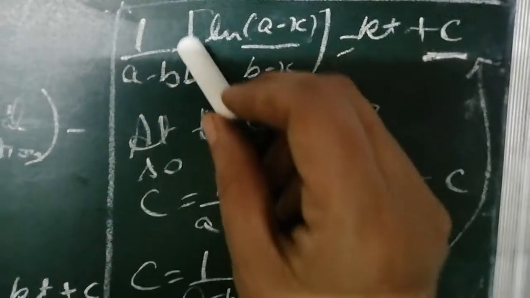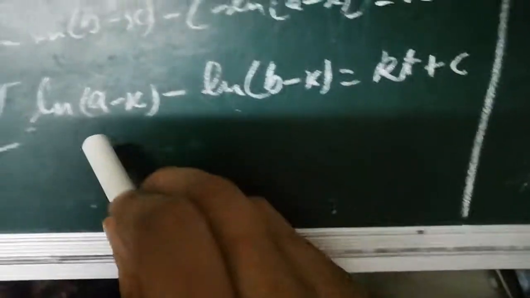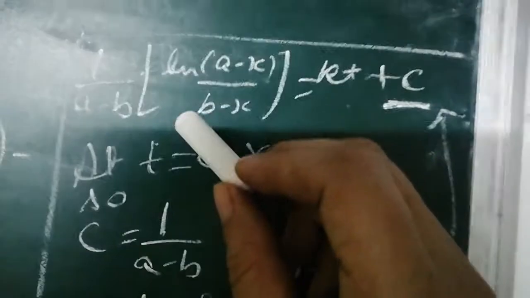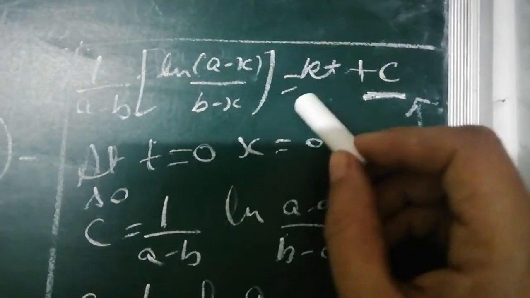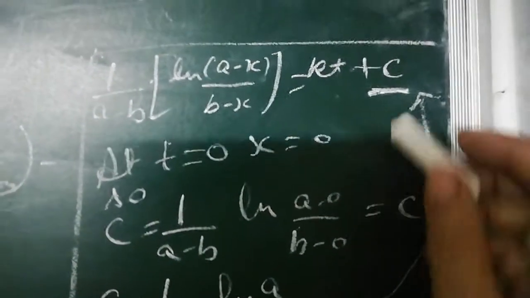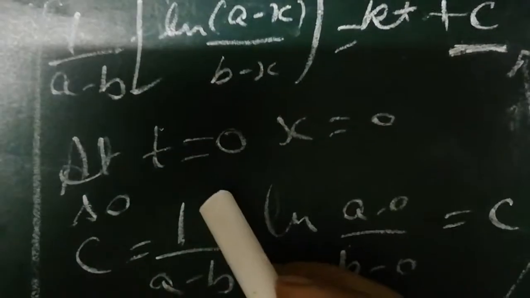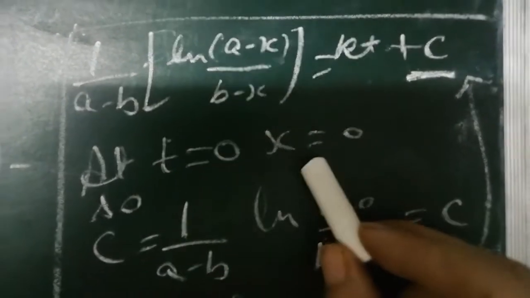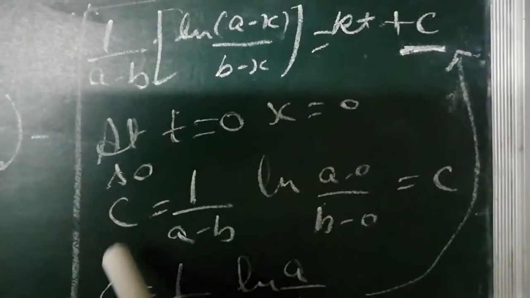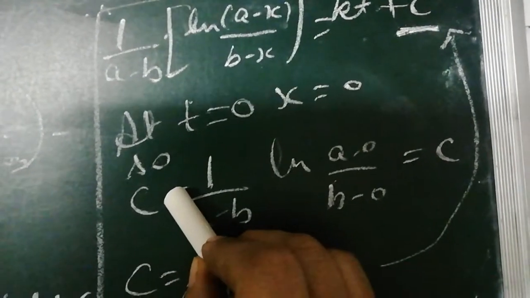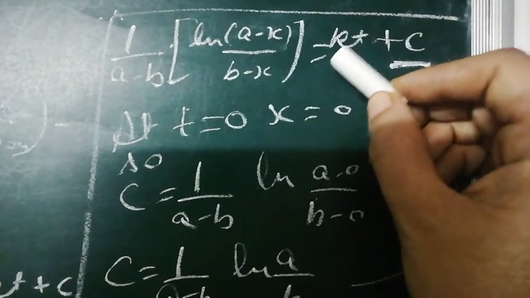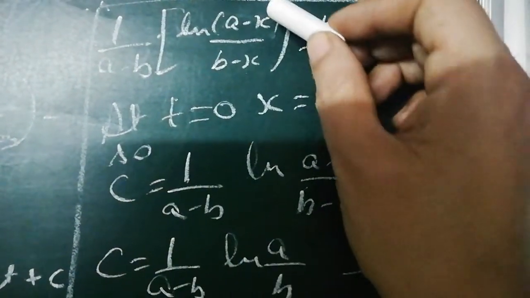So the next step is 1 over a minus b. Here we can see that the base is the same, so we can write this equation as ln of (a minus x) over (b minus x) is equal to kt plus c. Now c is the integration constant, and we have to find its value. So the same condition we will apply: at time t equal to 0, the value of x is equal to 0.